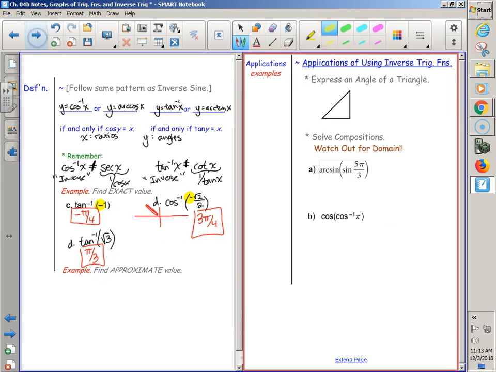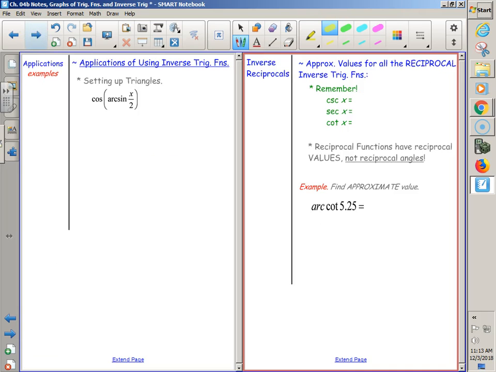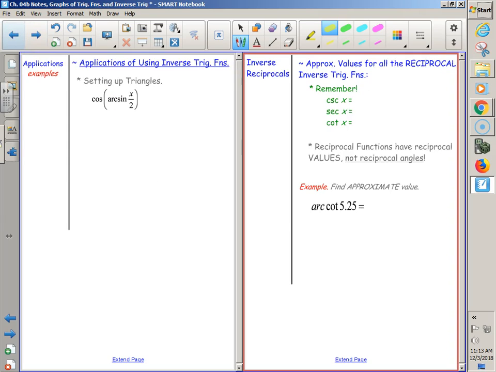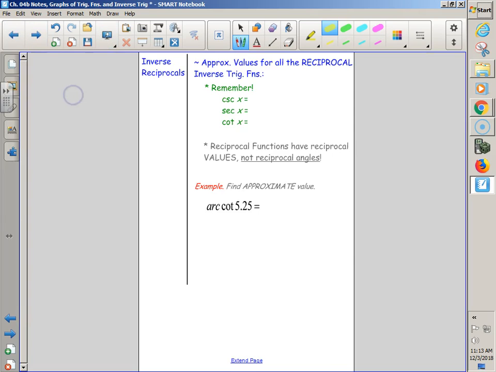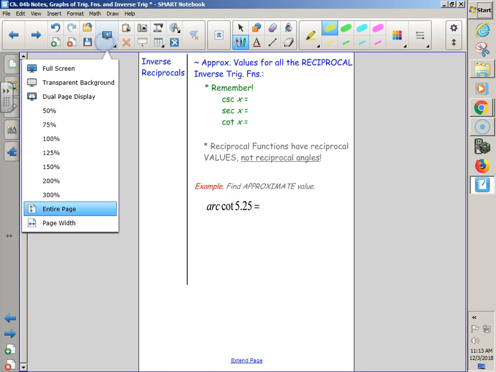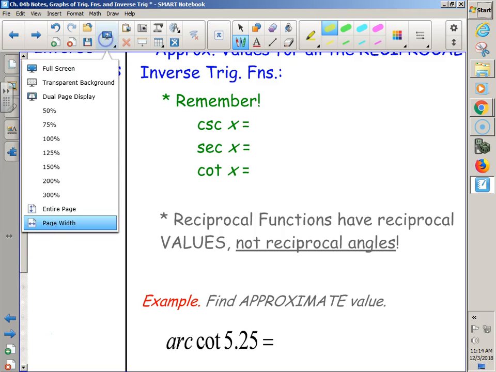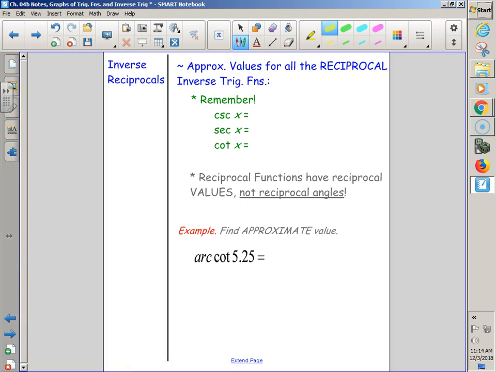What if I was to, this is what I want. This page. What do you guys think you would do with arc or inverse cotangent? Second sine, easy. Second cosine, easy. Second tangent, easy. How do you do arc cotangent? Or arc cosecant? Or arc secant? Oh yeah, 1 over. Nope, you're wrong.